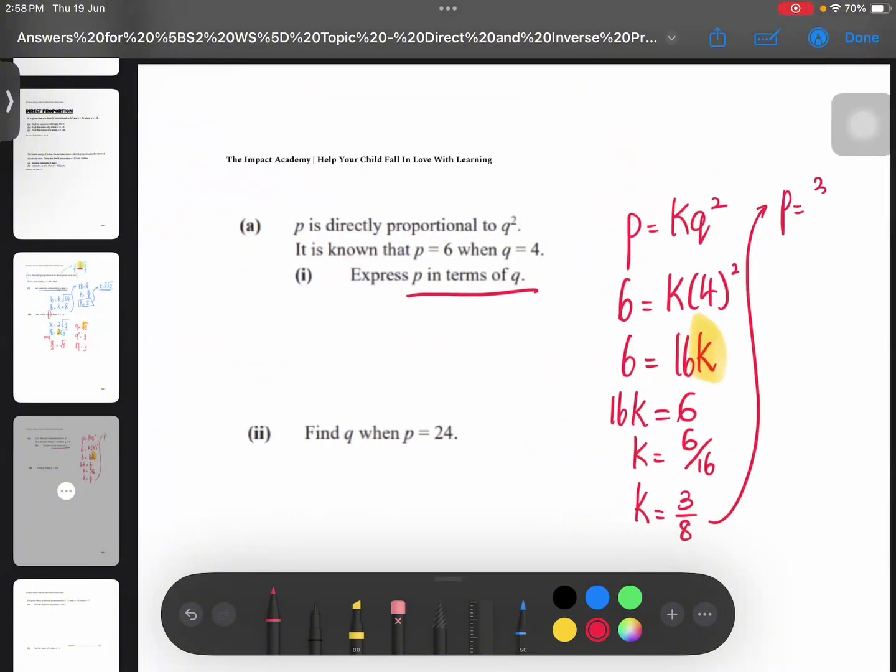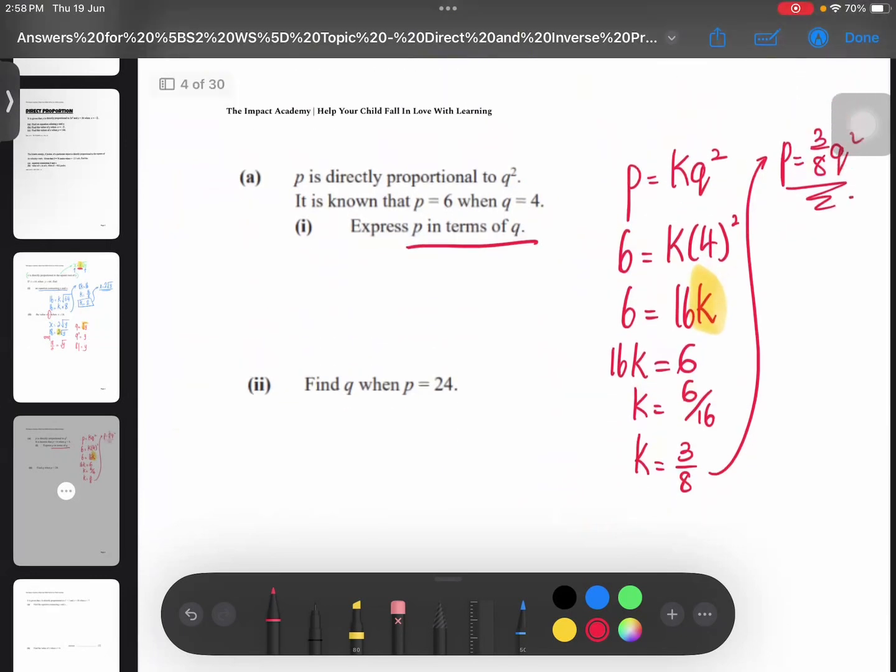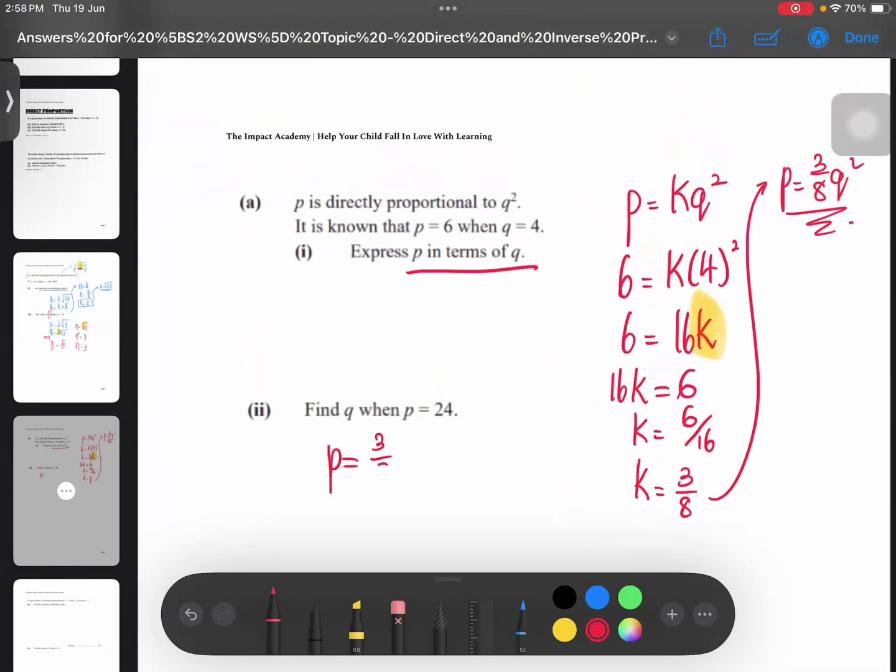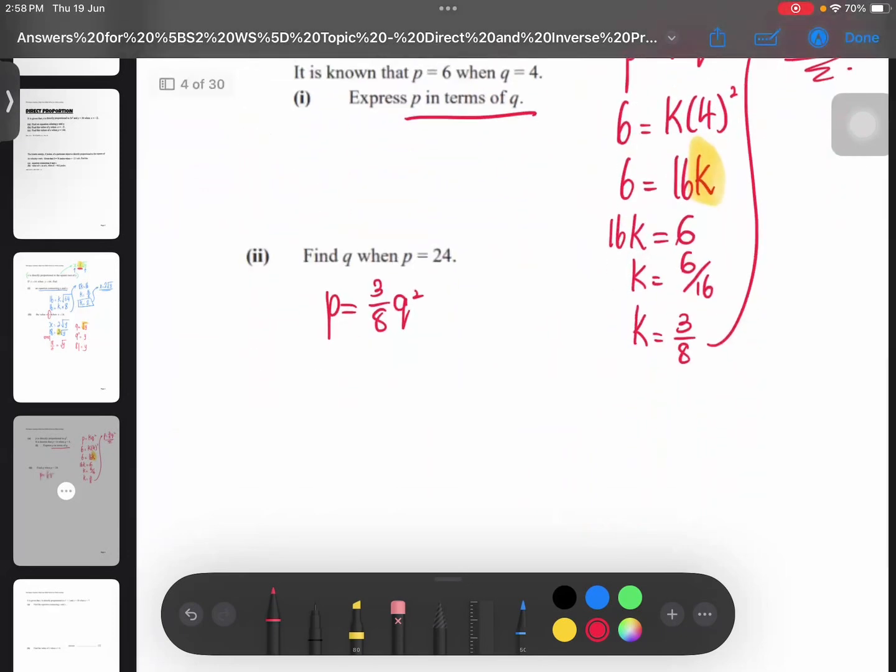P is equal to 3 over 8 q squared. Can you understand or not understand? Okay, so that's your first answer. Got it? Okay, so once I'm done with that, right?